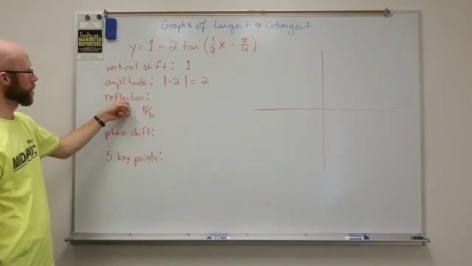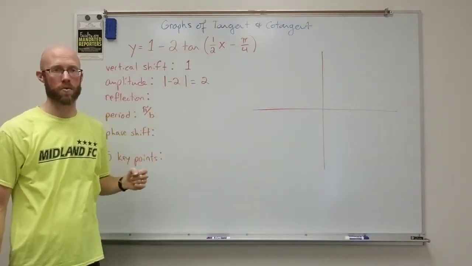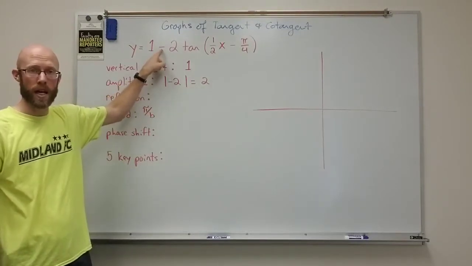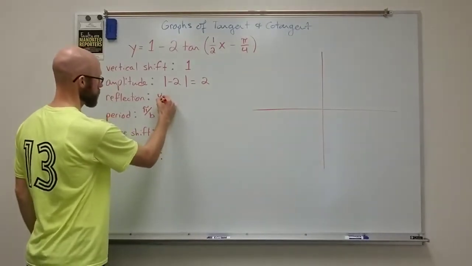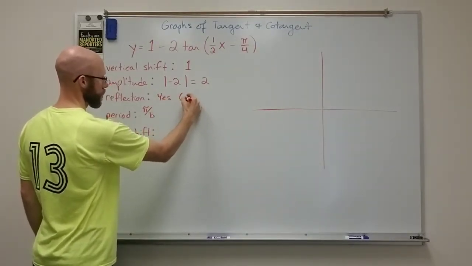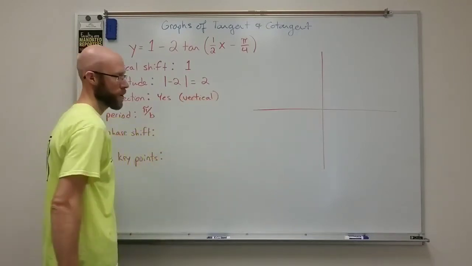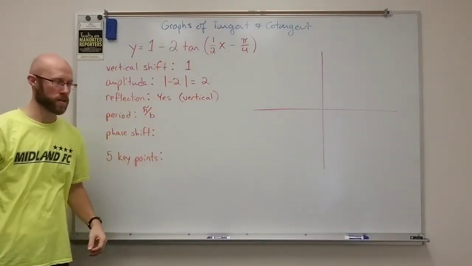The reflection, that's our vertical or x-axis reflection, occurs when there's a negative a value or a negative multiplier to the tangent. So in this case, yes, there is a reflection, and it is a vertical reflection. Okay, and that means it flips across the x-axis.